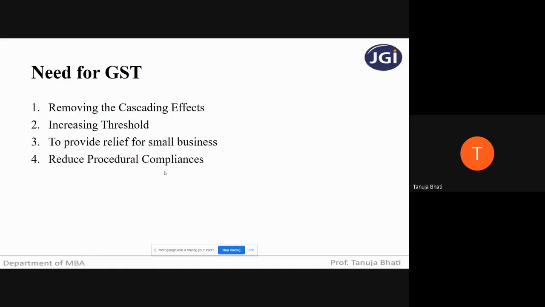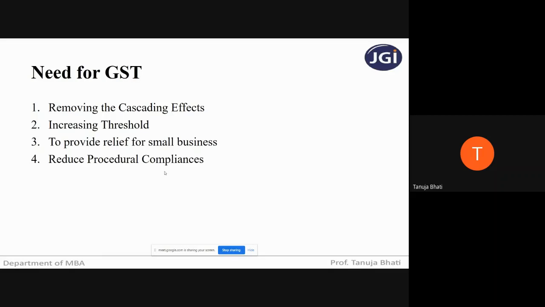Next, reduce procedural compliances. See, earlier there was VAT, excise, service tax, there were multiple taxes, right? And every particular tax regime had different types of compliances. Like excise, you had to file the return monthly. Service tax, you had to file the return monthly. VAT, you had to file the return monthly, depending on what you are, either proprietorship, partnership, or company. So you had to comply with so many compliances.